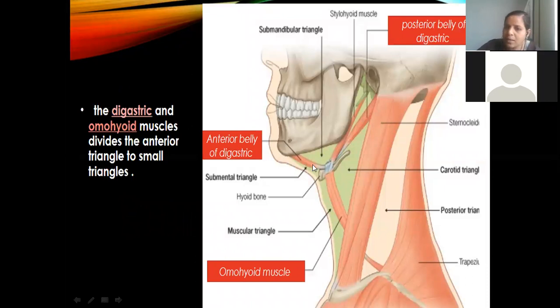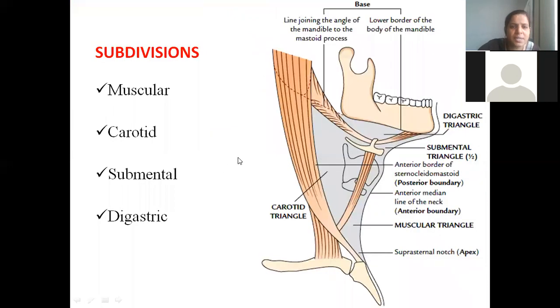This is the anterior belly of digastric and this is the posterior. Actually, the anterior triangle lies between the two sternocleidomastoids and the lower border of the mandible. That means we have right and left anterior triangles. On the right side we have 3.5 triangles, and the left side also has 3.5 triangles. What are those? We have the digastric triangle, the carotid triangle, the muscular triangle, and below the chin we have the submental triangle. These are the subdivisions.